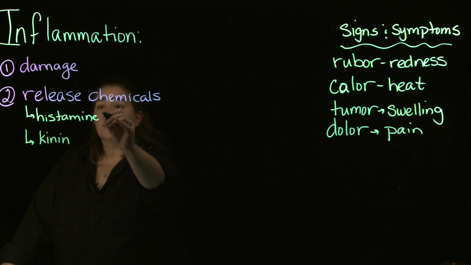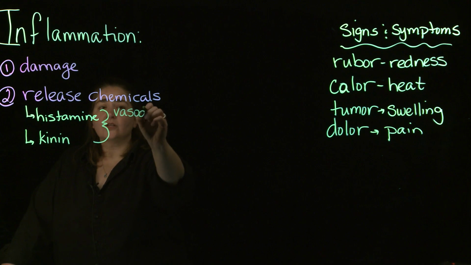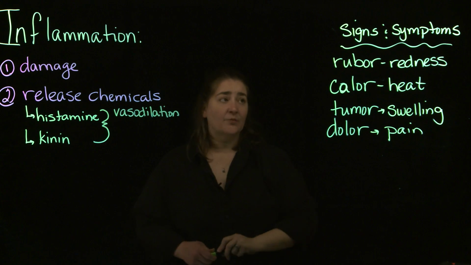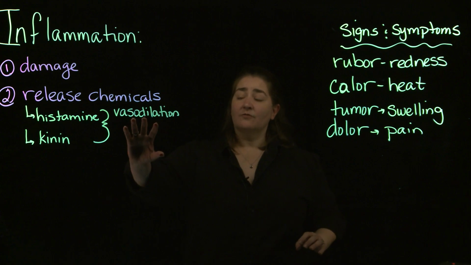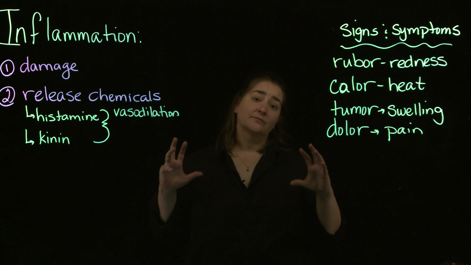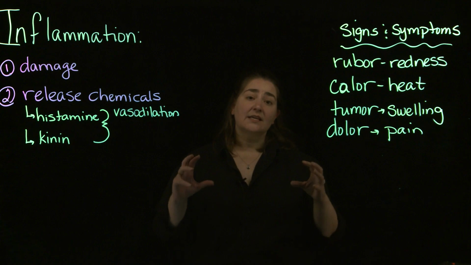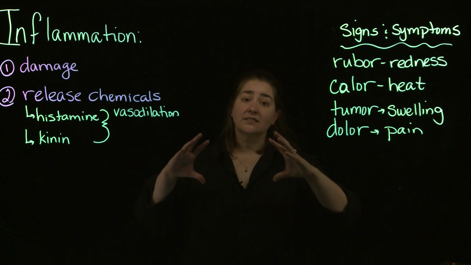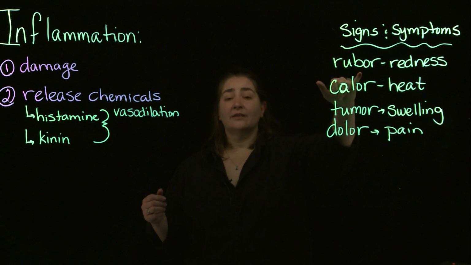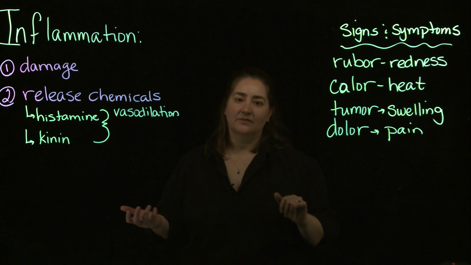Kinin, all right? And both histamine and kinin work to cause vasodilation, all right? So if we go back to our signs and symptoms, with vasodilation, vaso meaning the blood vessels, dilation, getting bigger, all right? So essentially what the histamine and the kinins do is they tell the blood vessels to relax, to get bigger, to bring more blood to the area. If you bring more blood to an area, that's what results in the redness or the rubor, all right? And also the heat, okay?